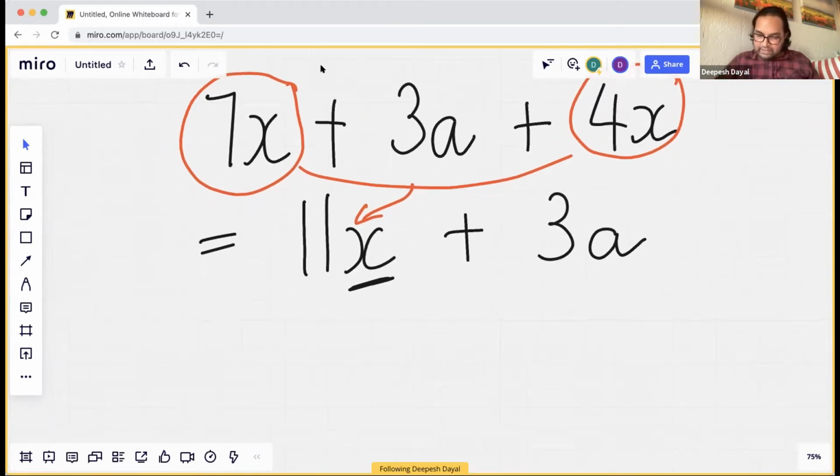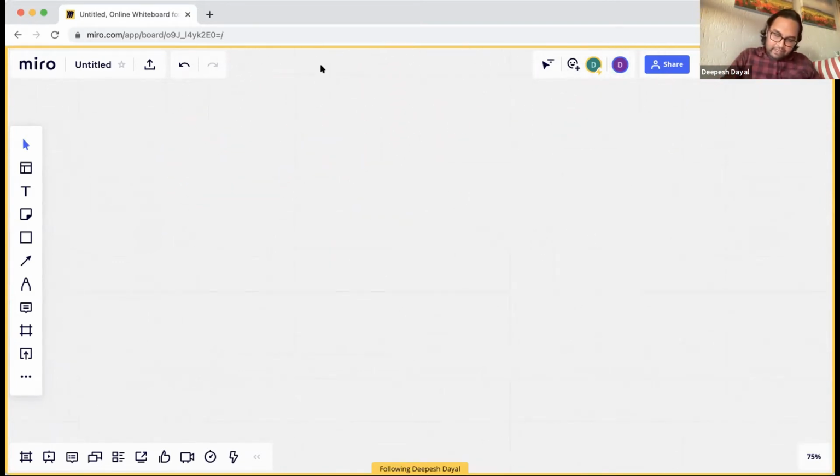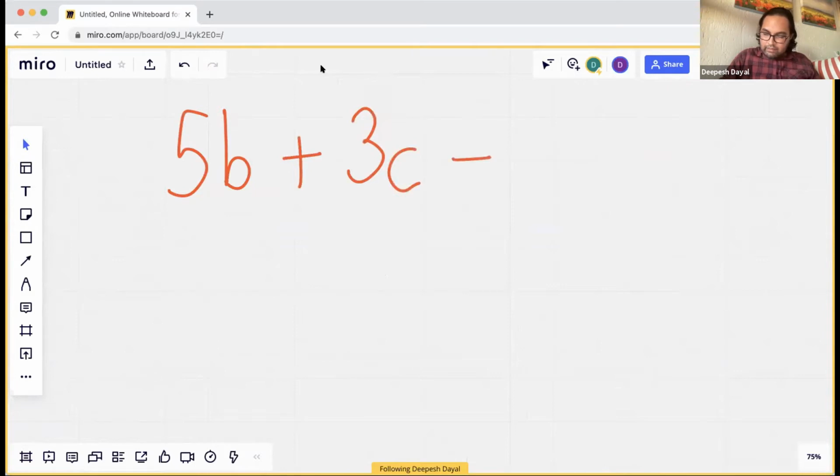Let's add another dynamic to this. Why don't we do this? Let's say 5b plus 3c plus 7b plus c. Write this down and let's see what the answer is. The answer would be 12b plus 4c. So I've got an answer here, and sorry, who was that?